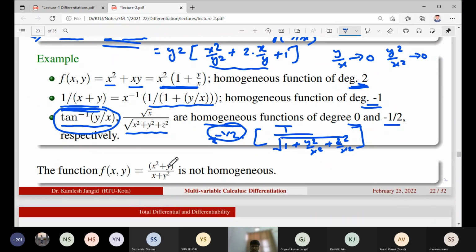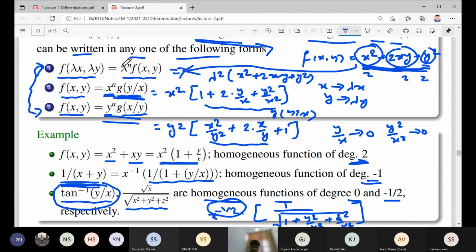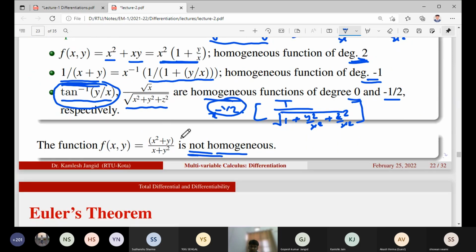Similarly, this function (x square plus y) upon (x plus y square) is not homogeneous function. Why is it not homogeneous? Because the degrees in the numerator are different. The first term has degree 2, the second term has degree 1. Similarly, in the denominator the first term has degree 1, the second term has degree 2. So it means you cannot express this function in any one of these forms. You cannot express it in any of these forms, and the degree of each term is not the same. That's why you can say that your function is not homogeneous here, right?